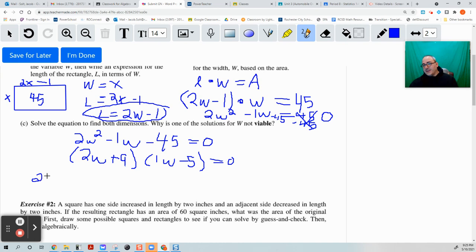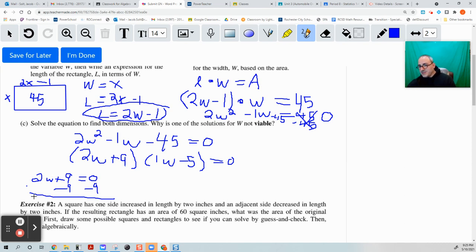So I could use that zero product law. That 2w plus 9 might be equal to 0. Let me see what w is if this is equal to 0. I'll subtract 9. And then I will divide by 2. All right. So I will get negative 9 divided by 2.